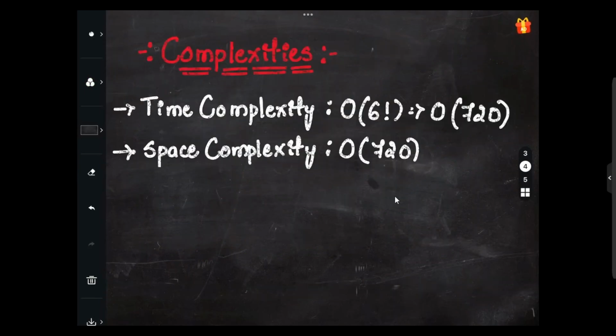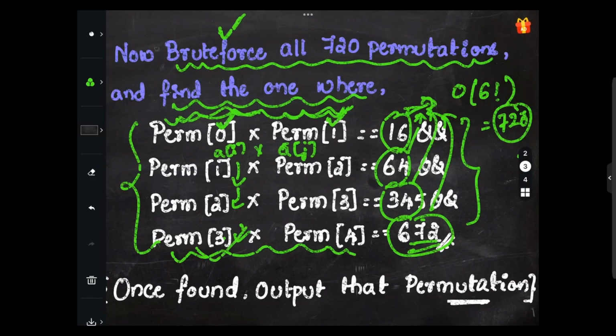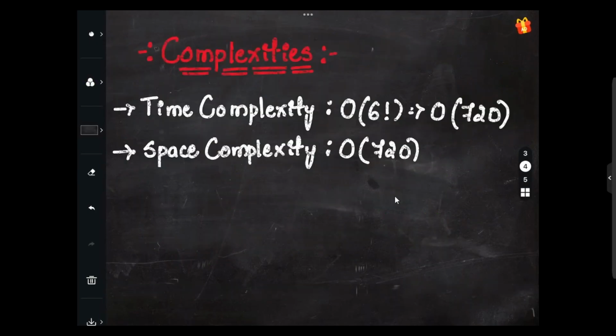So this is kind of a formula thing that we'll be going with: permutation 0 into permutation 1 leads to 16. Same thing goes with the other three as well. That leads to 64, 345, and 672, right? So I hope this approach part is completely clear. Now let's quickly discuss the complexities.